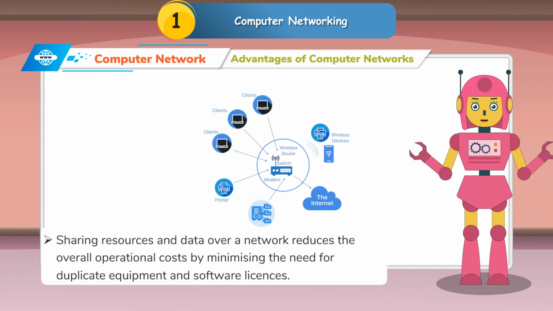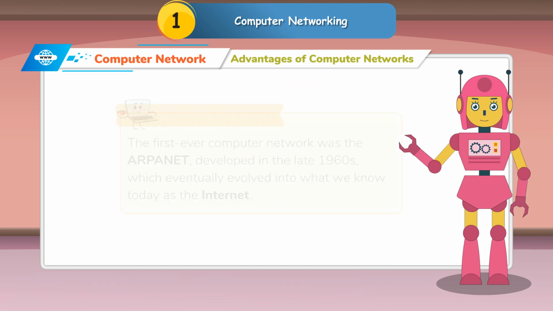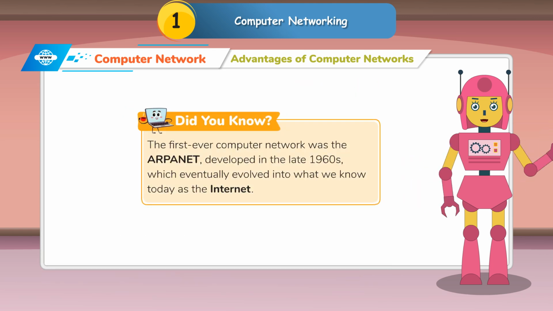Sharing resources and data over a network reduces the overall operational costs by minimizing the need for duplicate equipment and software licenses. Networks allow for centralized control and management of data and resources, making it easier to monitor and maintain the system. Did you know? The first ever computer network was the ARPANET, developed in the late 1960s, which eventually evolved into what we know today as the Internet.